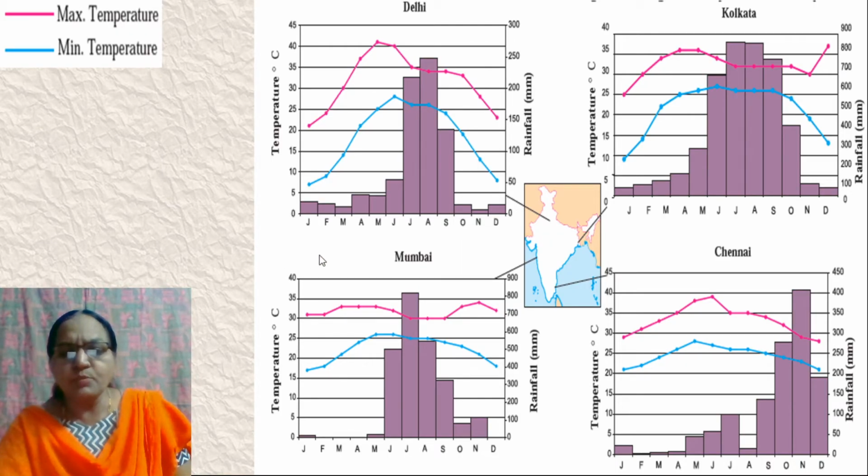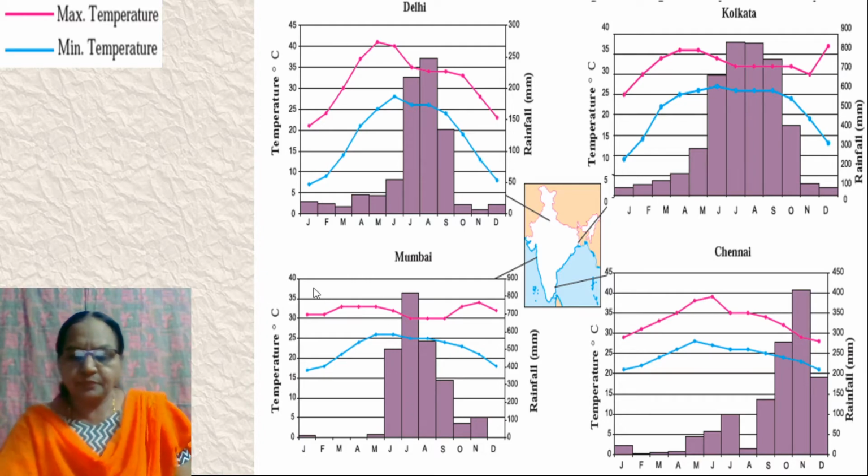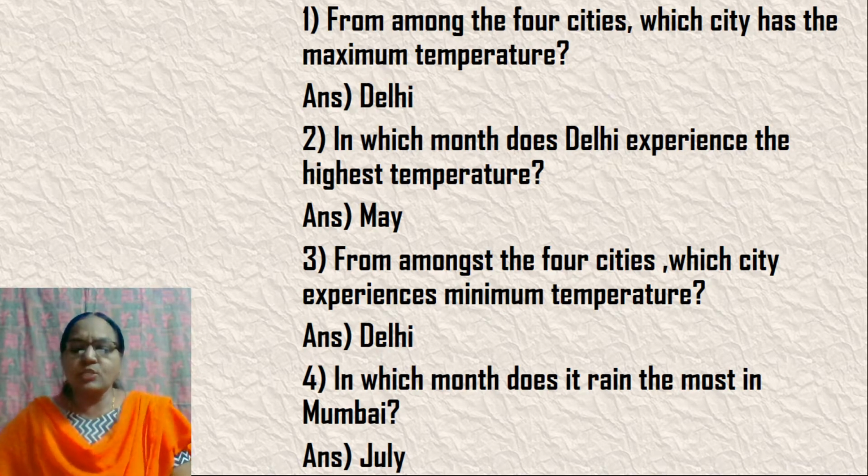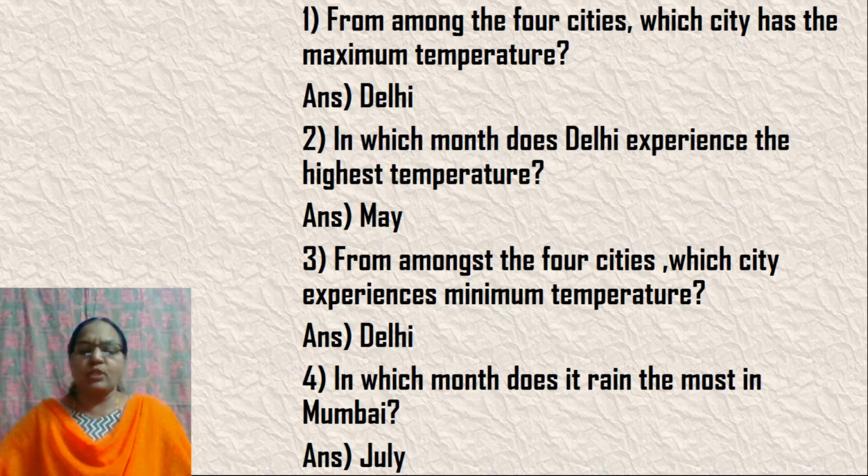In which month does it rain the most in Mumbai? So this is Mumbai. Rainfall is shown by the histogram here. So the month in which you have the most rainfall is the month of July. So in which month does it rain the most in Mumbai? It is in the month of July.